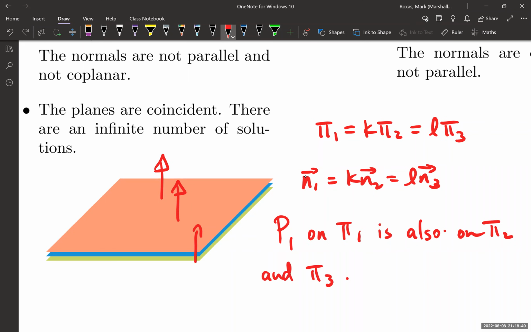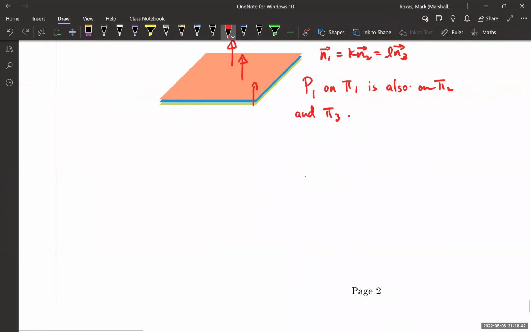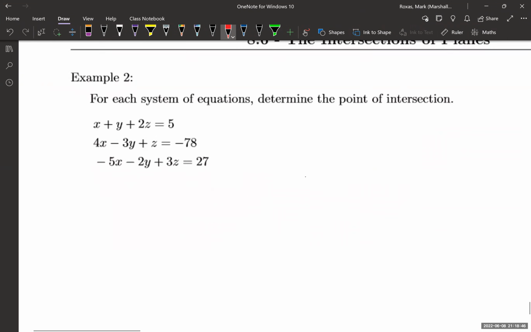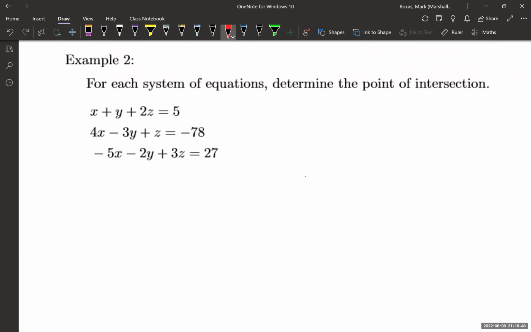Let's look at some examples. Here's a system of equations. Determine the point of intersection. Point of intersection. What do we do? Here you have to be mindful of a few things. Start with what's given. And what's given are these three equations of these planes.